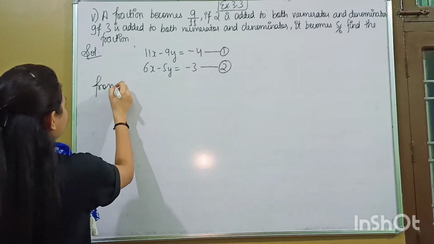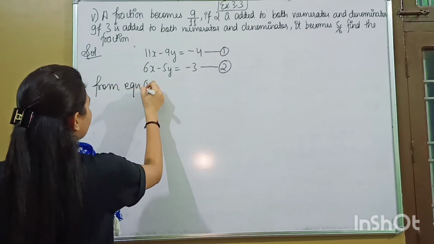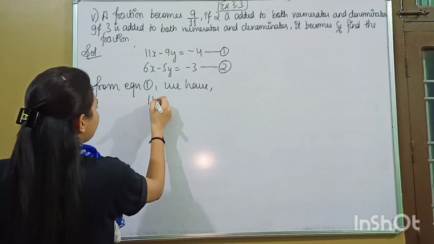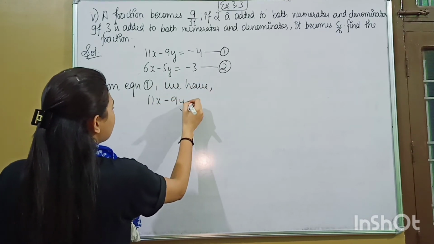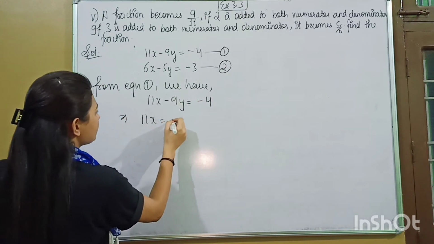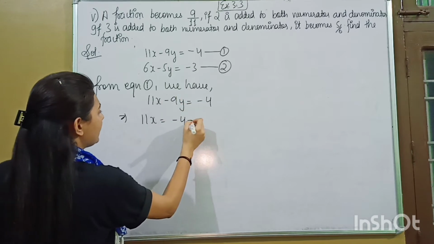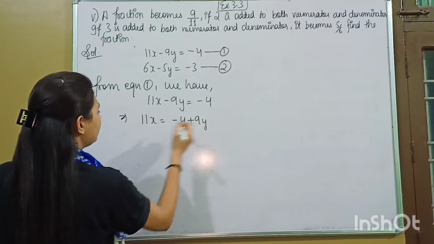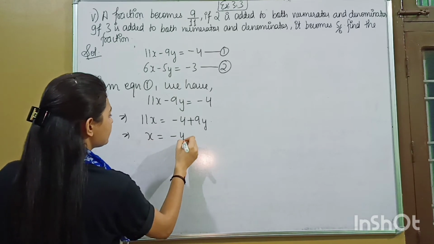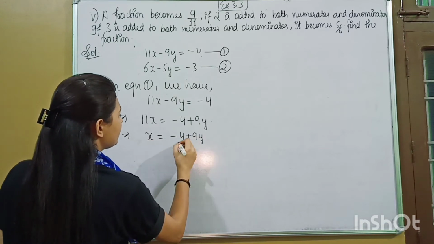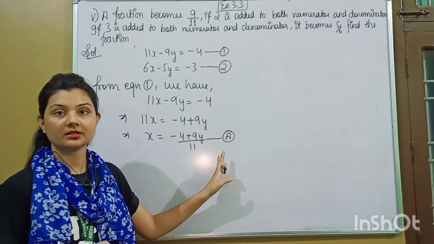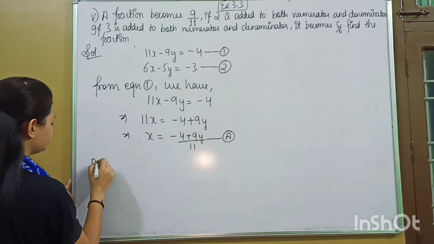From equation 1, we have 11x minus 9y is equal to minus 4. This will be 11x is equal to minus 4. This minus will become plus 9y. Now we will take this 11 to the denominator, that is x is equal to minus 4 plus 9y divided by 11. So now we will put this value of x in equation 2.